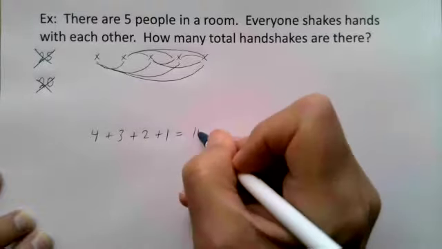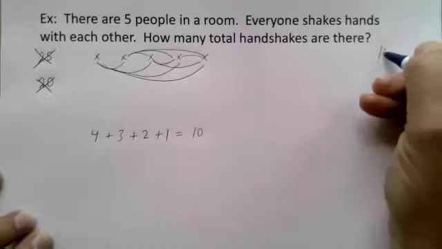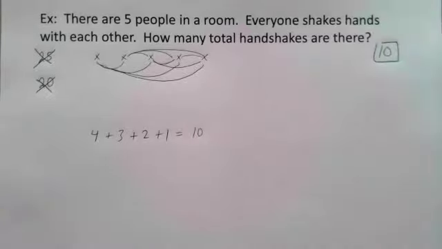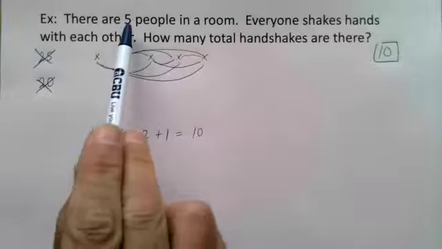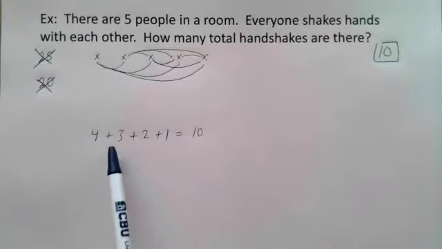The answer is 4 plus 3 plus 2 plus 1. The correct answer is 10. That's one way to look at it. If there are 5 people in a room, 4 plus 3 plus 2 plus 1 is going to get you the right answer.